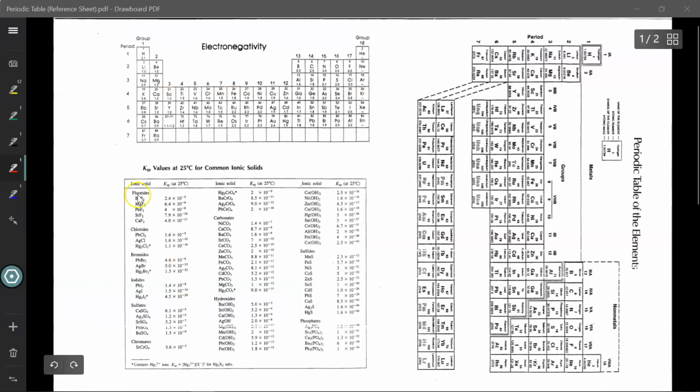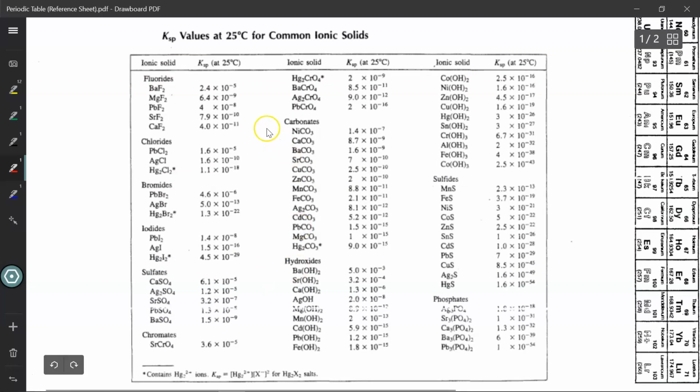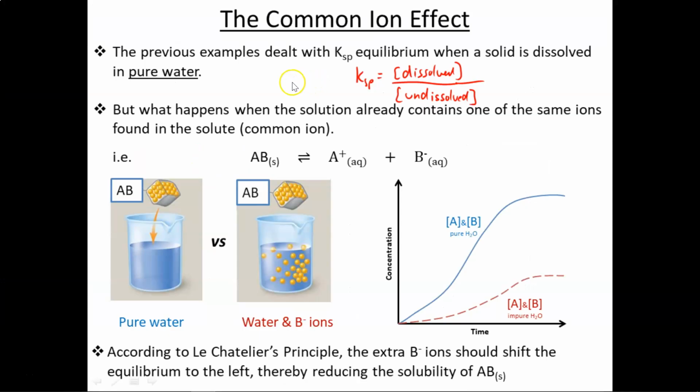This year, however, you'll be given a set of KSP values in this table, for instance, over here. So silver chloride, instead of using a chart, you would just look it up over here. Silver chloride, 1.6 times 10 to the power negative 10. And because that's a very, very small number, that means that the denominator is a very large number. And that tells me there's a lot more undissolved component than there is dissolved component. And that shows me that the silver chloride is likely to be insoluble in water.